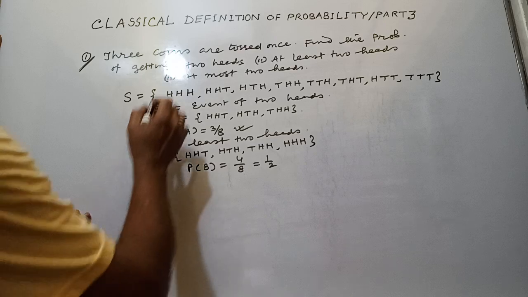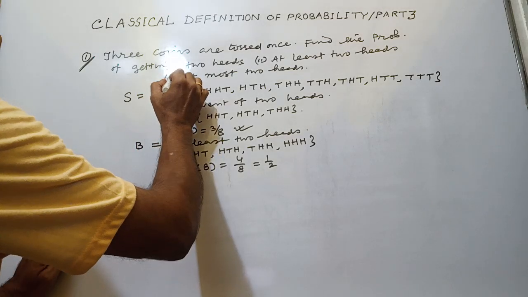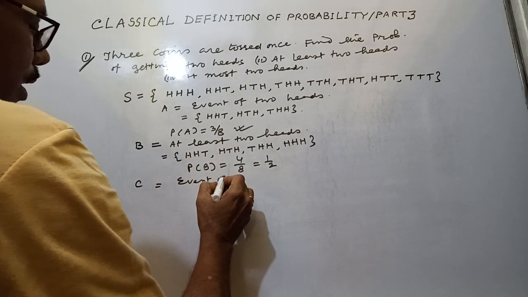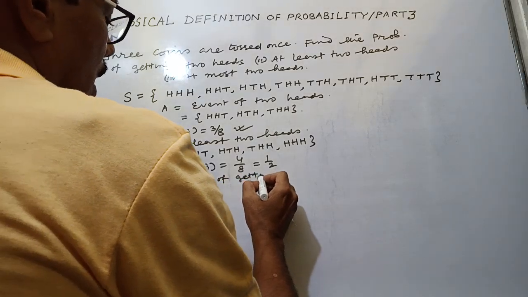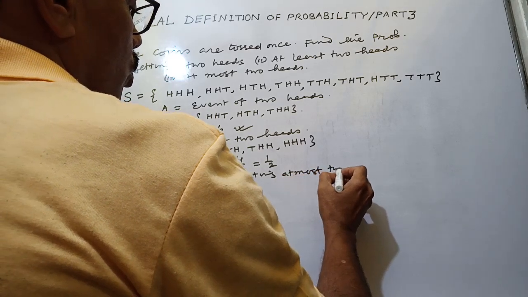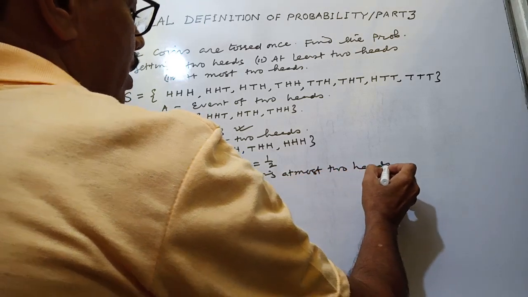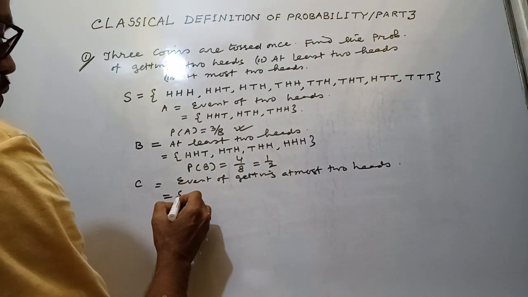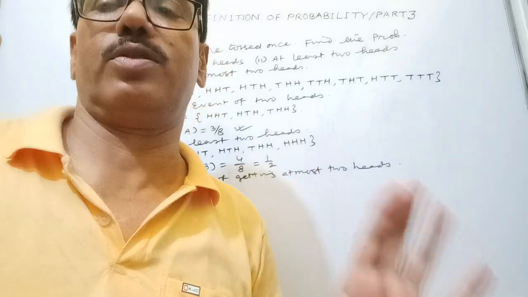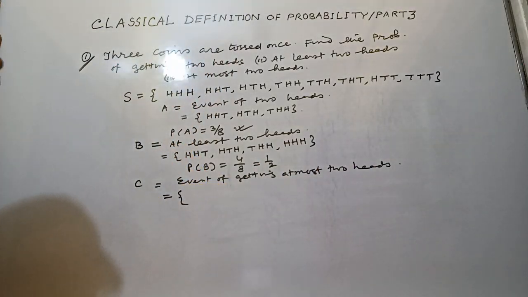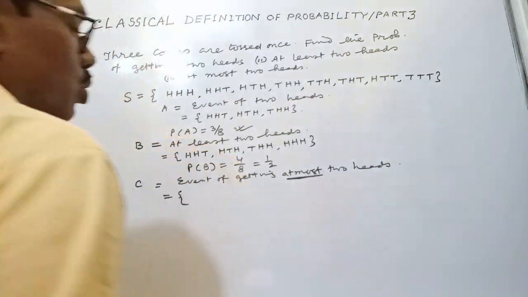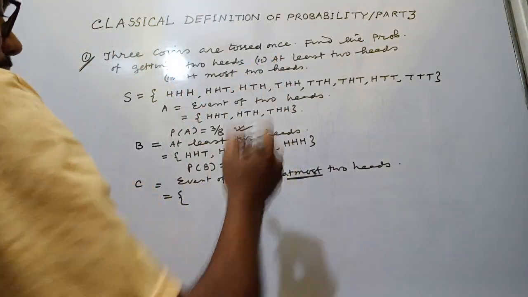Now number 3. C equals the event of getting at most 2 heads. At most means maximum 2 heads. So no head, 1 head and 2 heads are the possible cases. Look at the language: at most, maximum 2 heads.